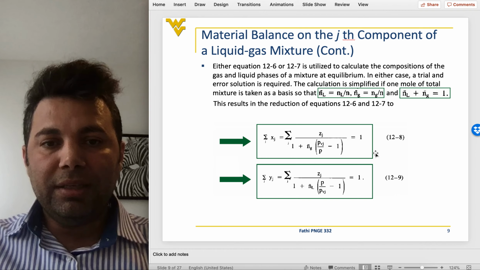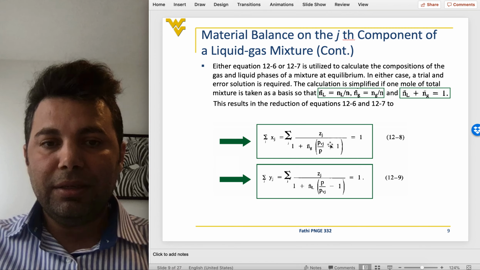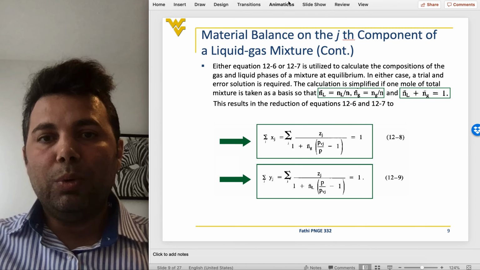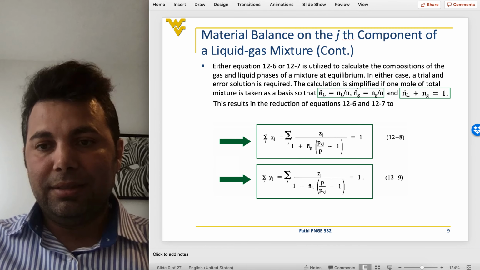In this equation, Zj, the mole fraction in the mixture, is always given. The PVJ I can read from the Cox chart. The P is given. So the only unknown is the number of moles in the gas. So I need to iterate on Ng such that the summation becomes equal to 1. We will go over this in the next example.